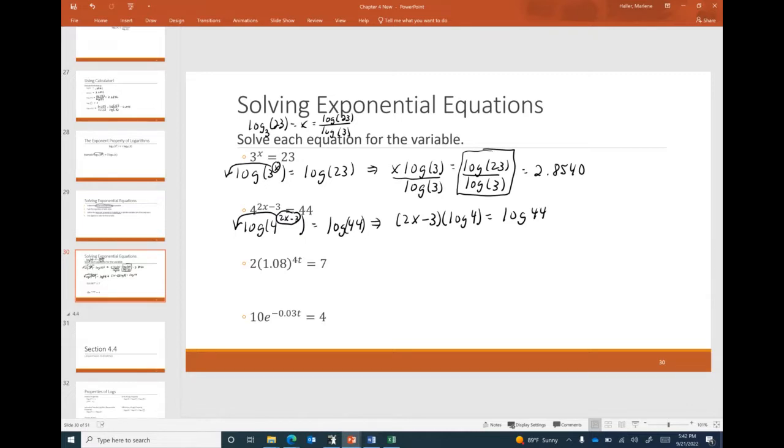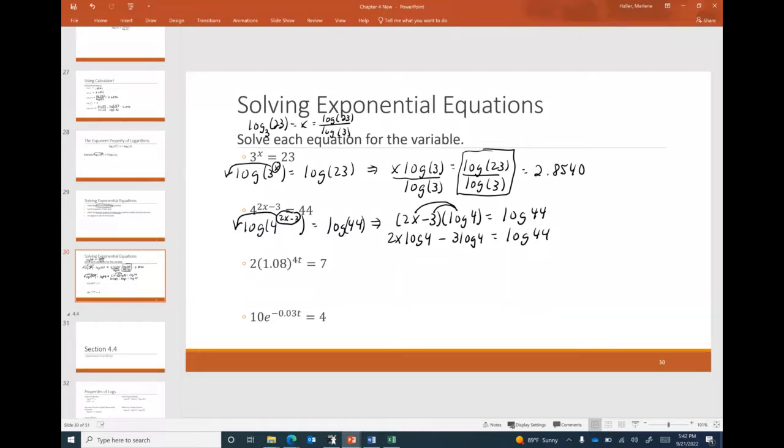All right, now solving for x here is going to involve some algebra, isn't it? Yeah, log 4 is just a number. I mean, I could find out what it is with the calculator, but I'd have to round it because the decimals are probably going to go on forever and ever. So I'm just going to keep it as this logarithmic expression, but I'm going to distribute it to both terms in the parentheses. Then what I have is 2x log 4 minus 3 log 4 is equal to log 44.